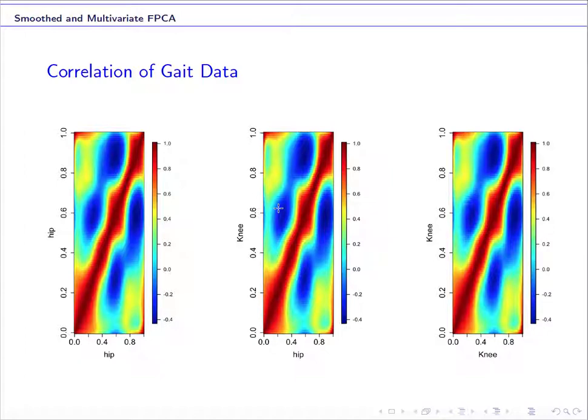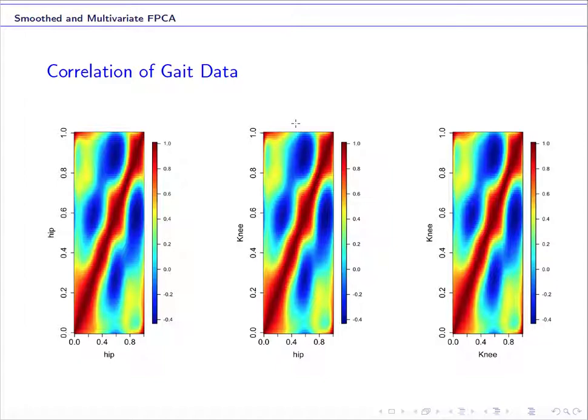We can also look at the correlation of these gait curves. These three graphs show the correlation. On the left one, it shows the correlation of the hip versus the hip in terms of the walking cycle. What did we see? We didn't see much. The interesting one should be the middle graph, the correlation of the knee versus the hip.